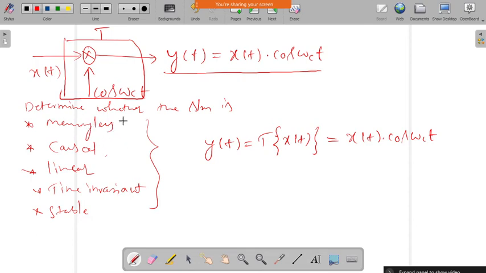So how to find out whether it is memoryless? Just see whether the output depends only on the present value. Yes, whenever we give a t value, it will produce the output at that instant, otherwise it won't. So it depends only on the present value, and that's why the given system is memoryless.